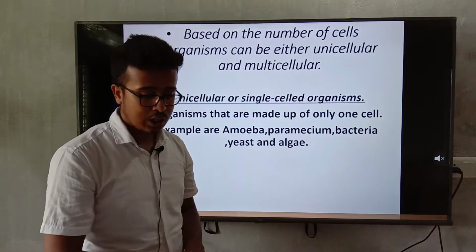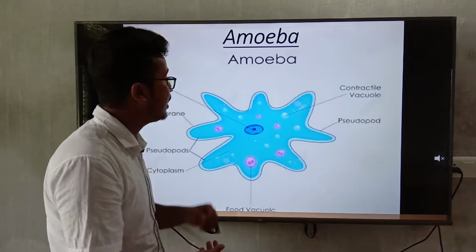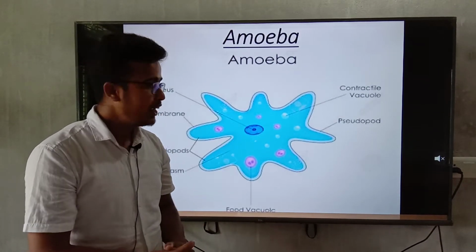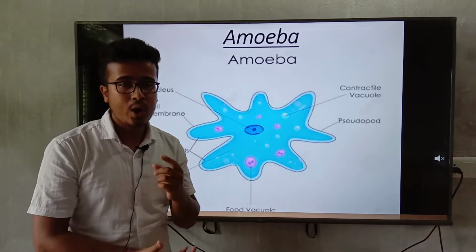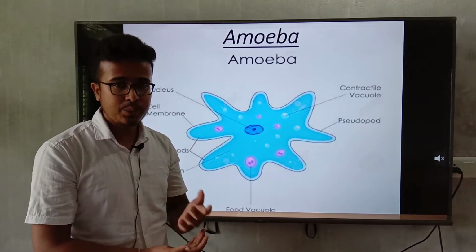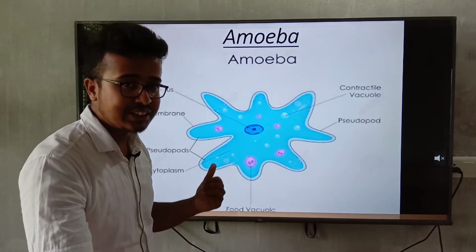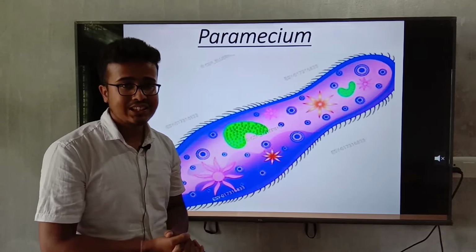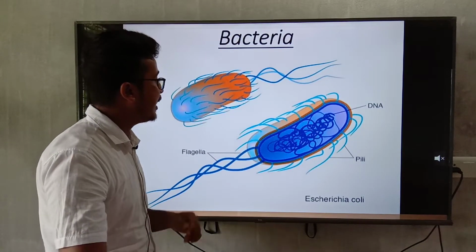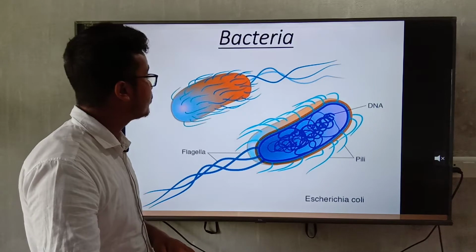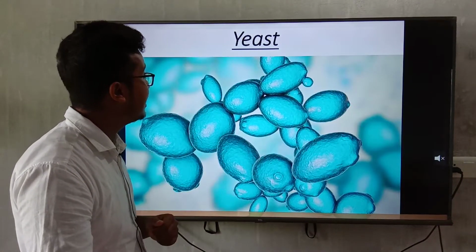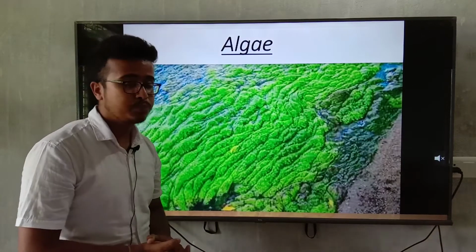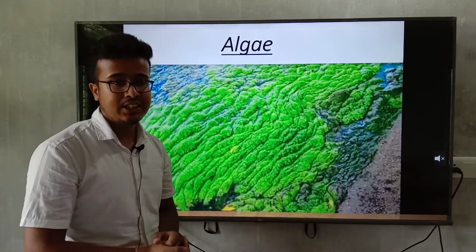Okay, so our first picture is amoeba. Here the amoeba is a microorganism, and in these organisms only one single cell is present, that is, unicellular. This is unicellular organisms. So this paramecium also has one cell, and bacteria, this is bacteria. Another is yeast, and here algae. In these organisms only a single cell is present.